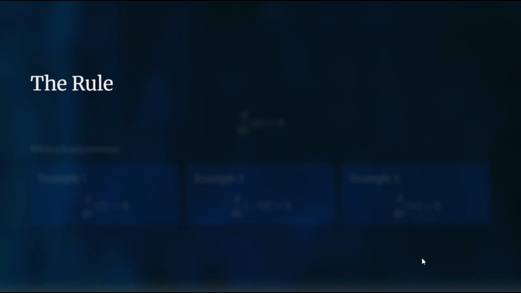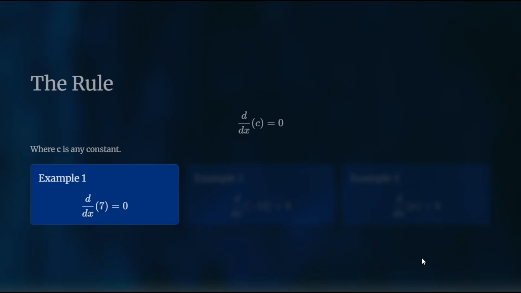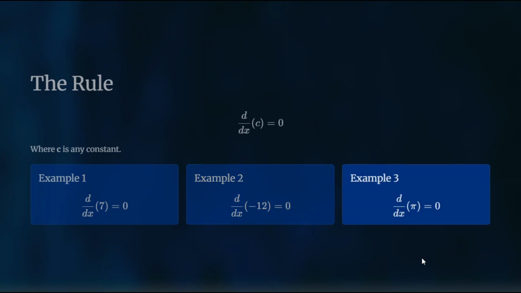Here is the rule. The derivative of constant c with respect to x is equal to 0, where c is any constant. This rule applies universally. For integers, for example, if I have the derivative of 7 with respect to x, that will be equal to 0. For negatives, the derivative of negative 12 with respect to x will also be equal to 0. And irrational numbers alike. The derivative of pi, for instance, with respect to x is equal to 0. All constants have a derivative of 0.